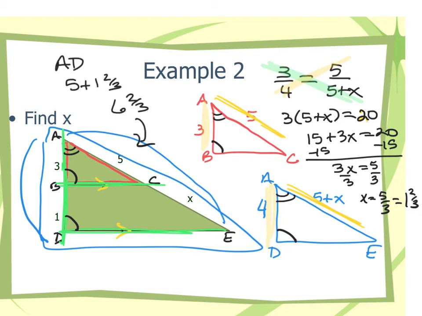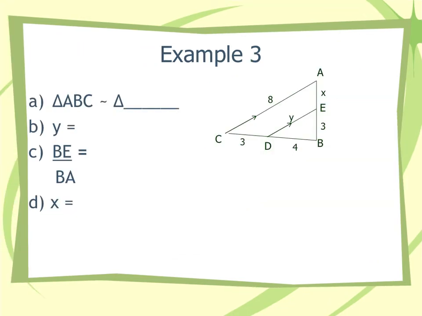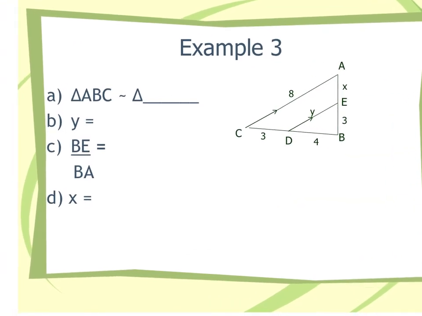Let's try example 3. So let's pull them apart again. It's sometimes easier to see. So I'm going to refer to the small blue one here. Let me go ahead and redraw that. So D, E, B, this is a 3, this is a 4, this is a Y.